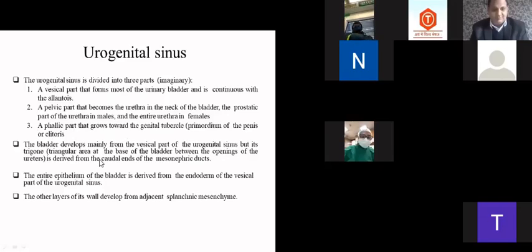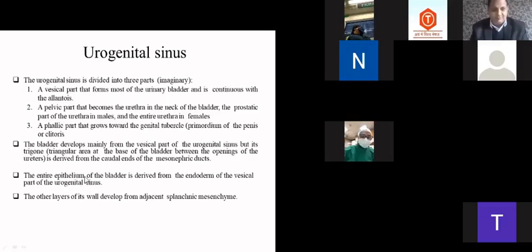So most of the bladder forms from the vesical part of the urogenital sinus, except the trigone. The trigone, the area at the base of the bladder between the openings of the ureters, is derived from the caudal end of the mesonephric ducts. I'll show this in a diagram later on, how the trigone region is formed.